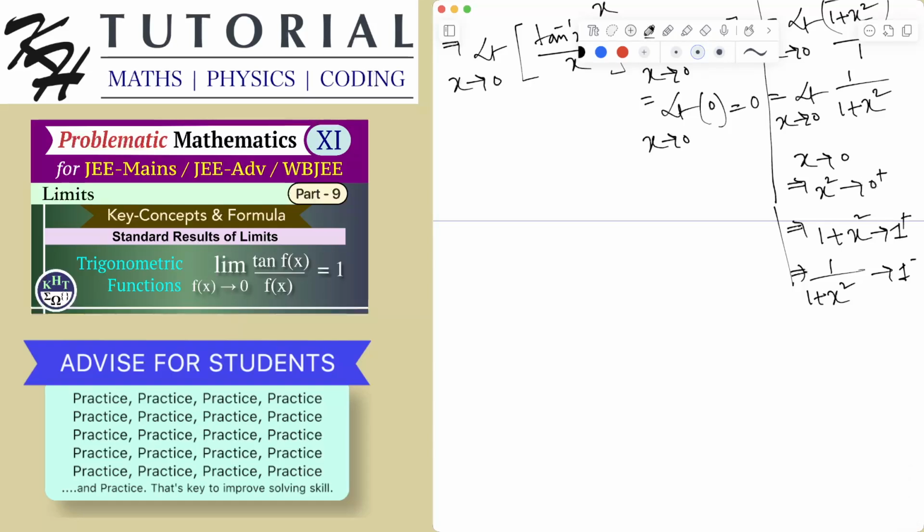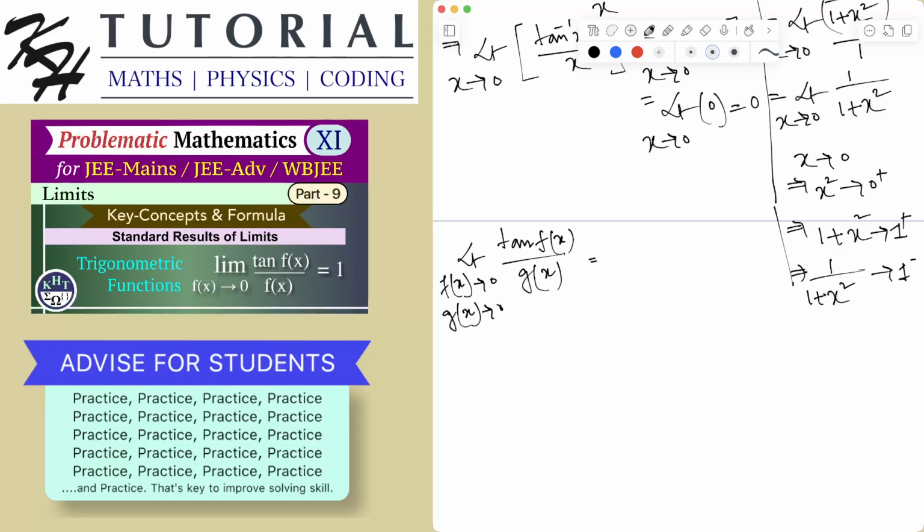Now let's see what will happen if we are asked to find, let's say, the limit of tan f(x) by g(x), when whatever the tending value of x is, at that tending value of x, both f(x) and g(x) are tending to 0. That in short form is written as f(x) tending to 0 and g(x) tending to 0.